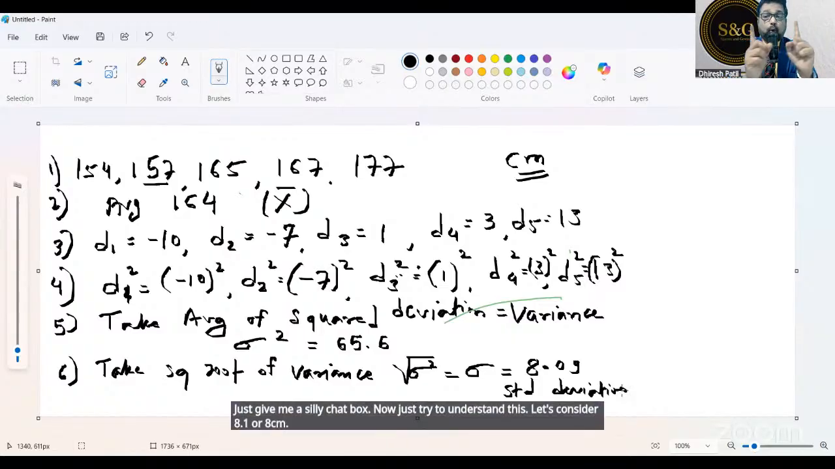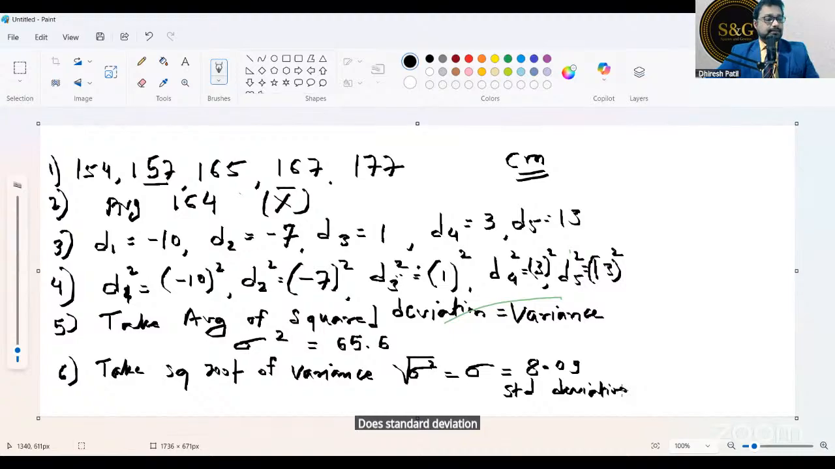Now what is the unit of standard deviation? Does standard deviation have any unit? Yes or no? Type yes or no in the chat box. Will it have any unit? No, yes, no, yes. No, no, no, yes, yes, yes. Okay. So a lot of people are saying yes. Some people are saying no.